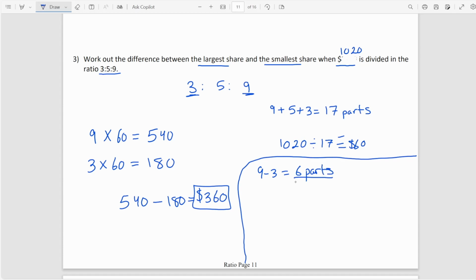This right here is the difference in parts. This difference, when I multiply it by what each part represents, which is 60, will also give me $360, okay? So again, you can always have 2 ways to do these kinds of problems.